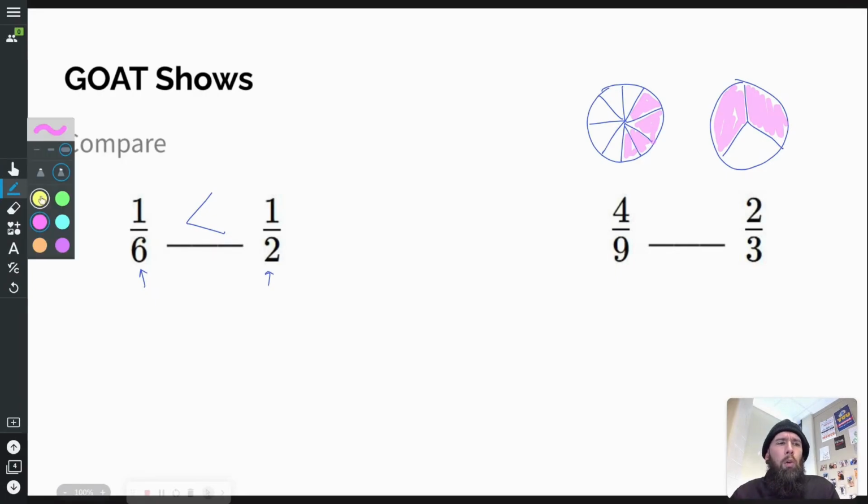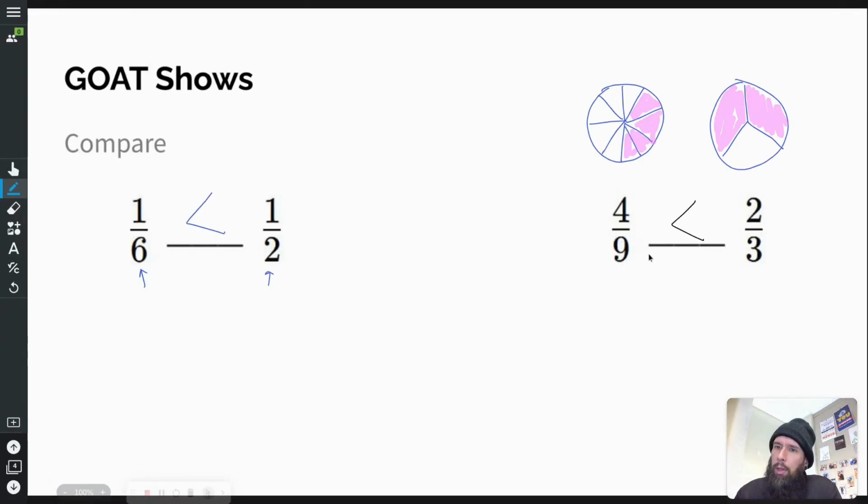And you look at the overall amount that's shaded, and you're thinking, like, if this was pizza, which one would I want most of? Well, that is a whole lot more than that. Okay, so 4/9 is less than 2/3.